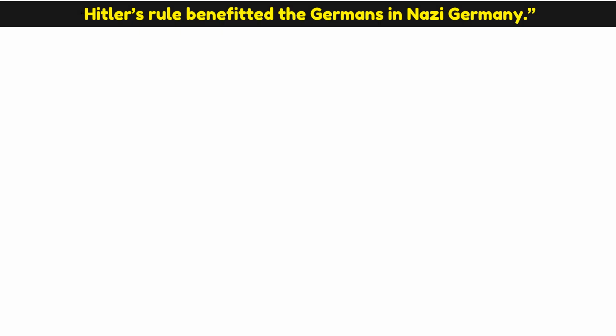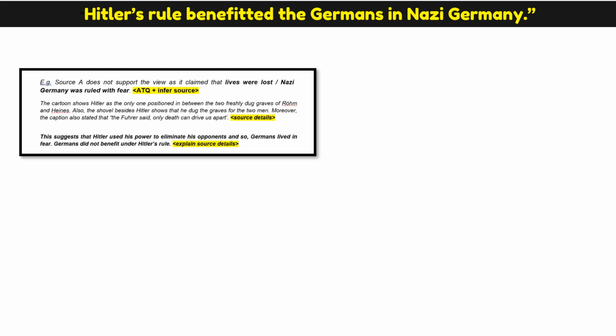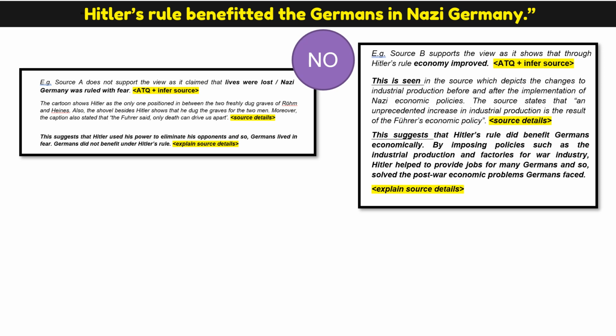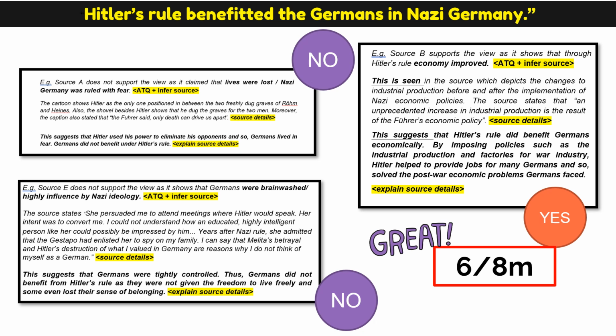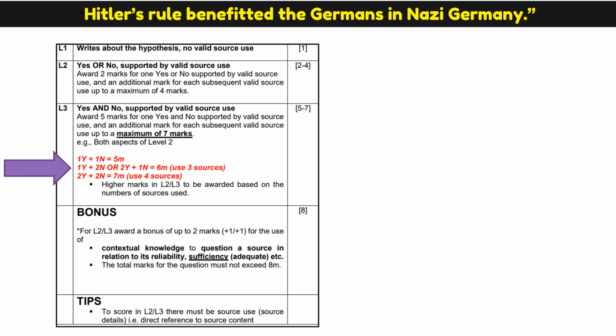Now with reference to the three sources that we've used: source A, which does not agree with the statement; we also chose source B, which agrees with the statement, correct? And we chose source E, which disagrees with the statement. So three sources, two no and one yes, will actually give you 6 out of 8 marks. This is how you are marked. You get 6 marks because you are using 3 sources. So you need one more source to get the 7th mark. And if you were to attempt the bonus, that's your +1.